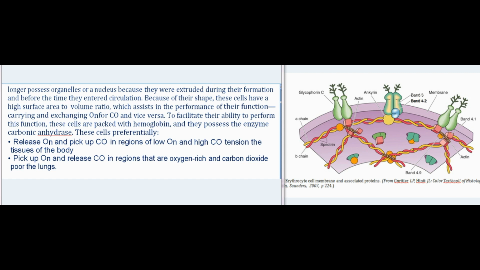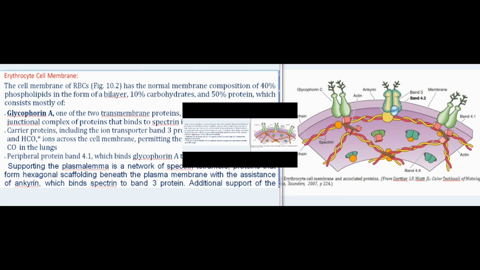To facilitate their ability to perform this function, these cells are packed with hemoglobin, and they possess the enzyme carbonic anhydrase. These cells preferentially release O2 and pick up CO2 in regions of low O2 and high CO2 tension. The tissues of the body pick up O2 and release CO2 in regions that are oxygen rich and carbon dioxide poor: the lungs.